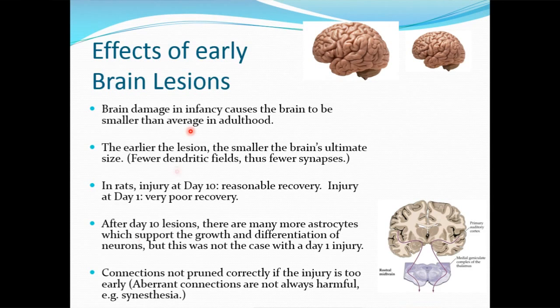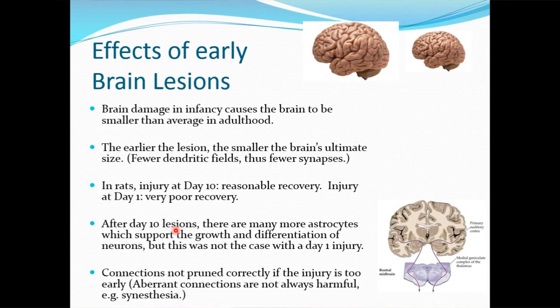Now, again, some studies done on rats. In rats, injury at day 10, it's a very specific time, led to reasonable recovery, but injury at day 1 led to very poor recovery. Again, if an infant is very young, there's a very poor outcome, but at a certain time of a baby's development, there's a reasonable outcome. So with the rats again, after day 10 lesions, there are many more astrocytes which support the growth and differentiation of neurons. But this was not the case with day 1. Now, we're talking here about rats, but I think one can assume that something similar applies to human beings.